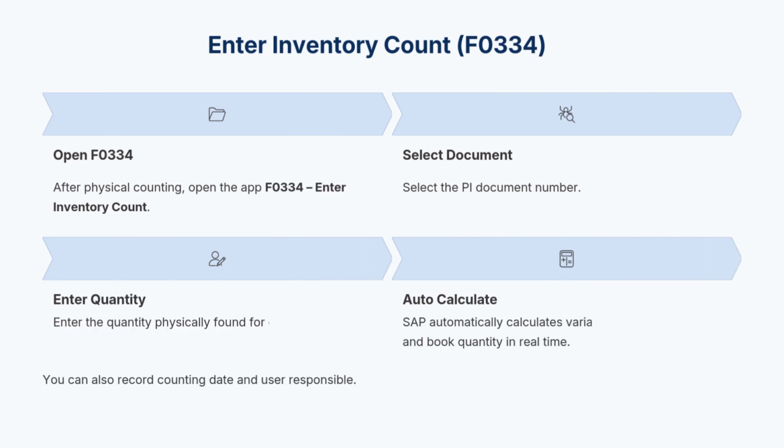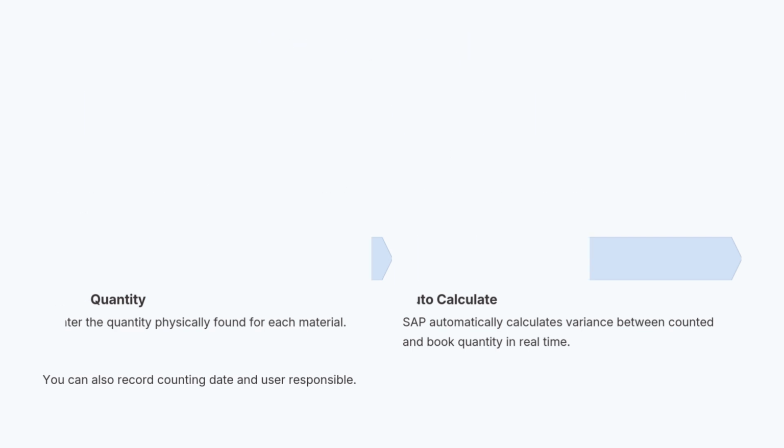Enter inventory count F0334. Once counting is complete, navigate to F0334, enter inventory count. Enter the PI document number, then record actual quantities found. You may also enter the counting date, counter name, and remarks. SAP compares physical and book stock and instantly shows variance percentages, alerting you to potential discrepancies before posting.